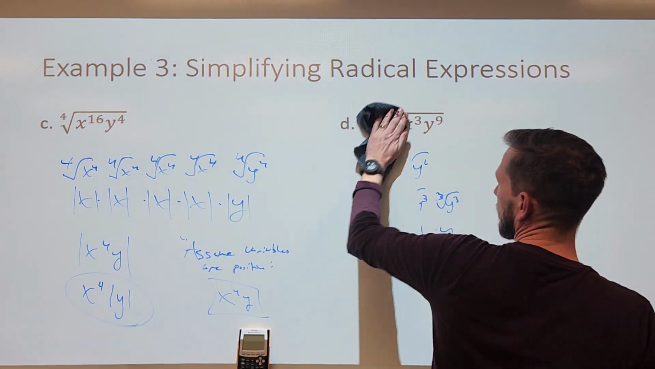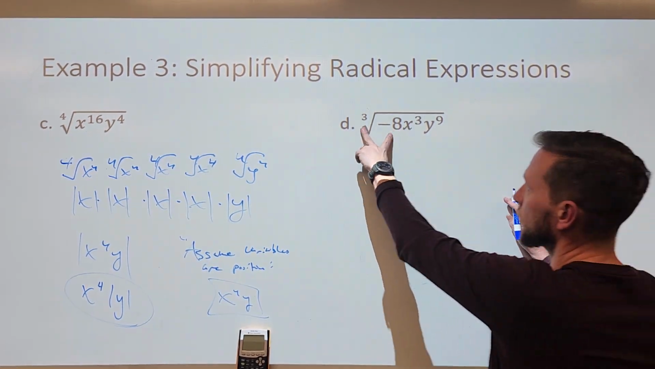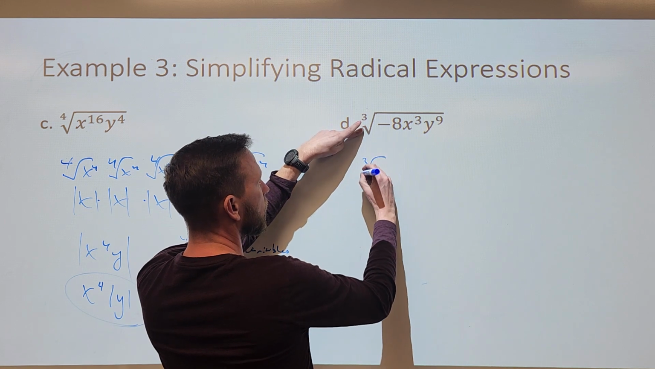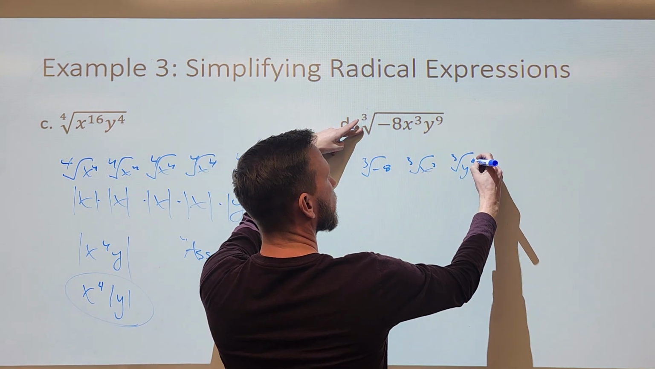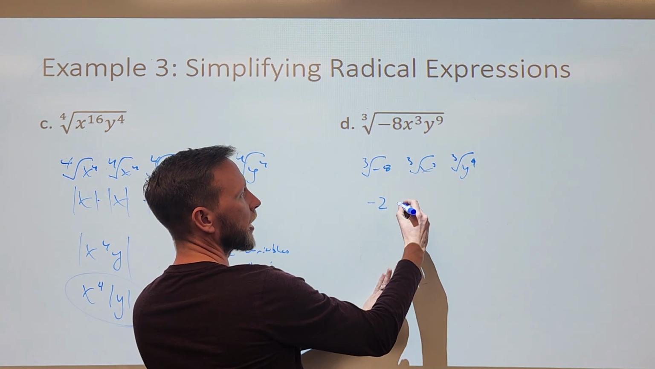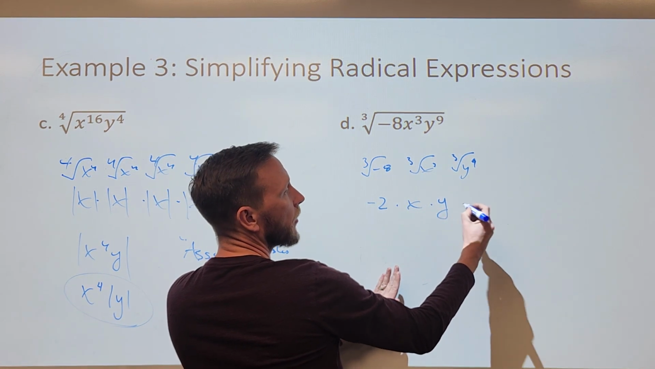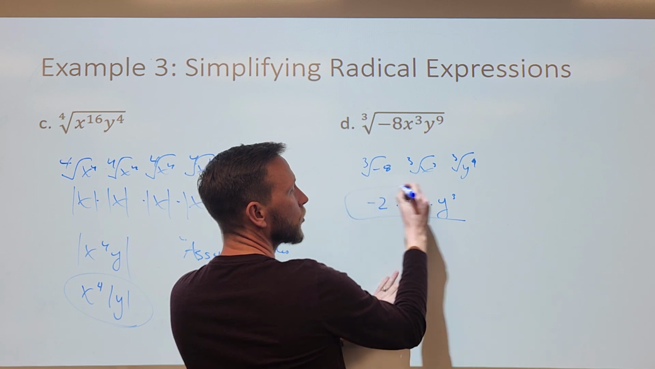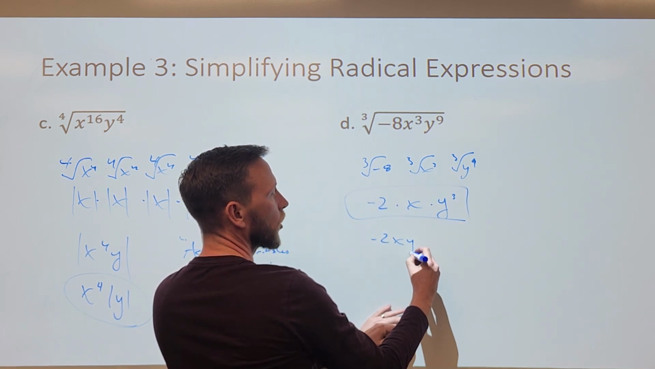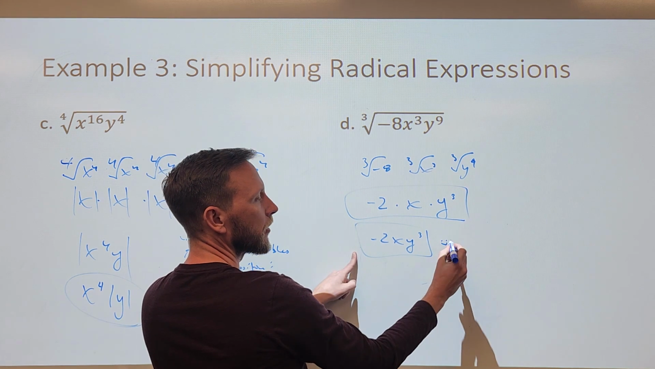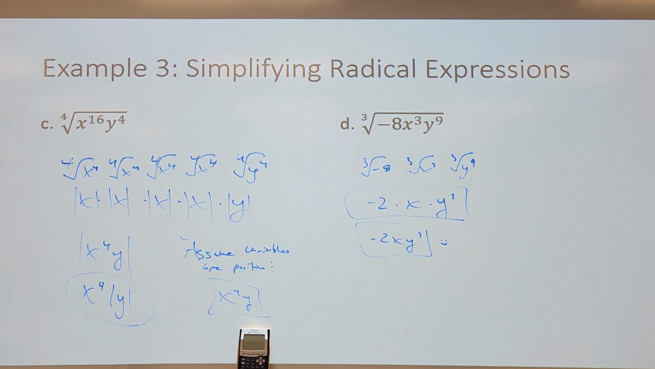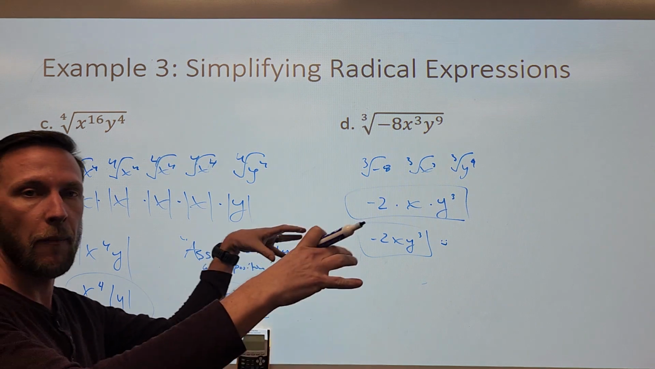On the right side here with letter D, we have the cube root of negative 8, cube root of x cubed, cube root of y to the 9th. And hopefully you're figuring out now that this is going to be negative 2, that's going to be x, and this is going to be y cubed. And we would write that all at once, like so. You can write it like this, but this is the better answer. All right? Just a better way to write it as one monomial, right?